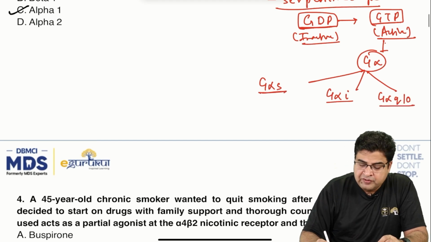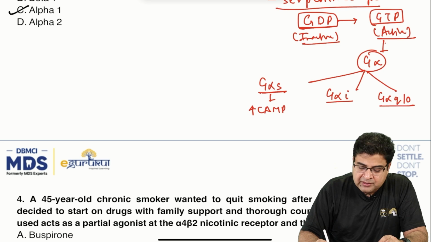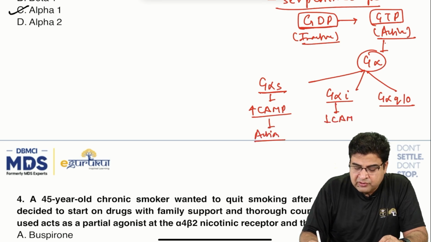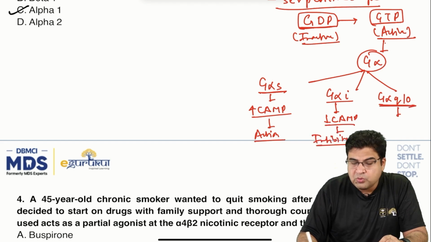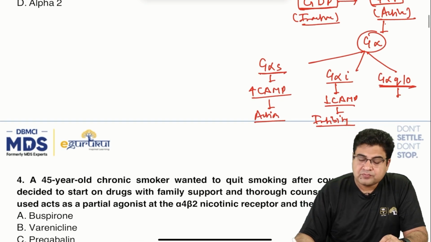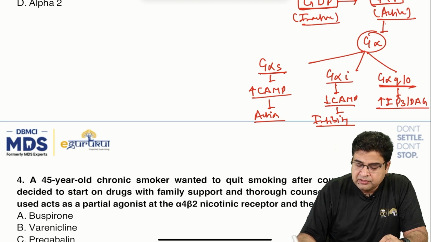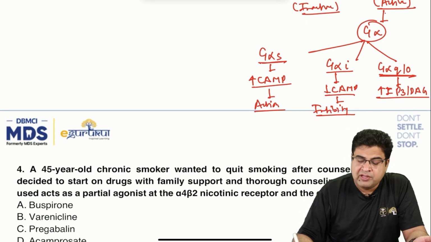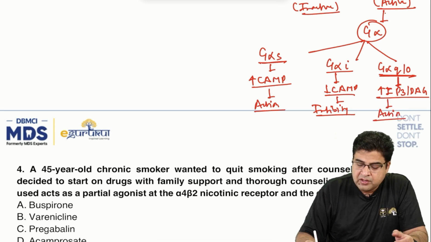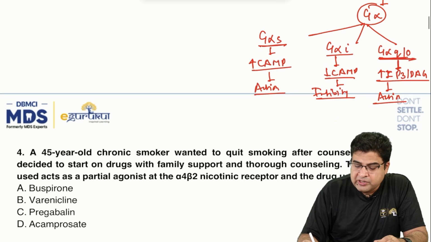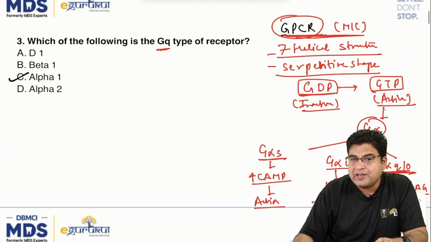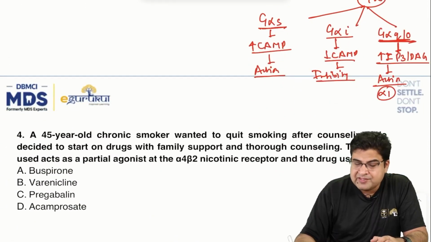If it is G alpha S, it will increase the level of cyclic AMP in the body and result in a stimulatory action. G alpha I will decrease the level of cyclic AMP and result in an inhibitory action in the body. G alpha Q is the one that will increase the level of chemical compounds like IP3, inositol triphosphate, and DAG, diacylglycerol, and this will result in action in the body. They are asking which receptor is G alpha Q type. So the answer is alpha 1.